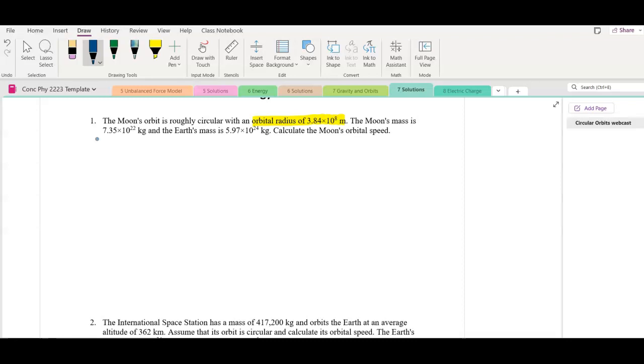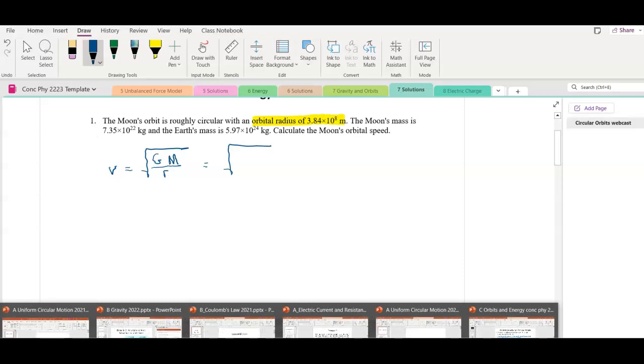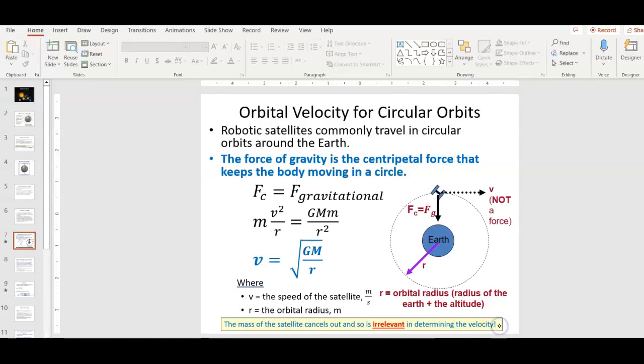Well, the equation that applies here is the speed of a satellite, which is the square root of the universal gravitational constant multiplied by the big mass, that's the mass of the object at the center of the orbit, divided by the orbital radius. This equation came from this slide here, right, where we were talking about the orbital velocity for things that are in a circular orbit. Okay.